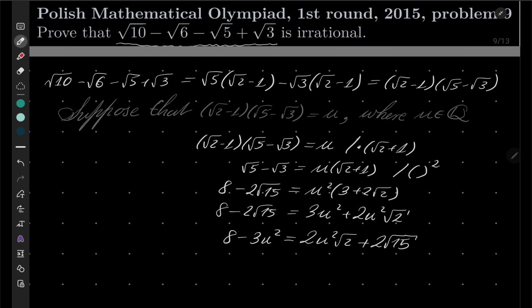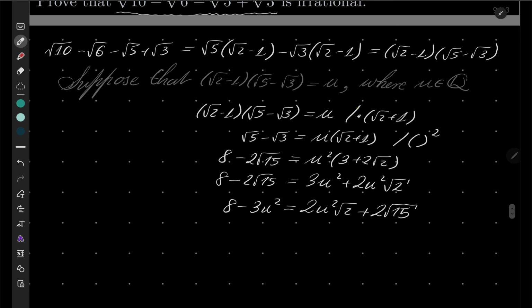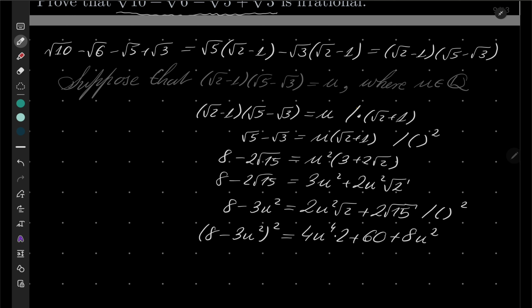Very well. And now let's finally square it again. After squaring it again, the left hand side will stay as that, and on the right hand side we will get 4u to the 4th power times 2 plus 4 times 15, it's 60, plus 8 times u squared times square root of 30.